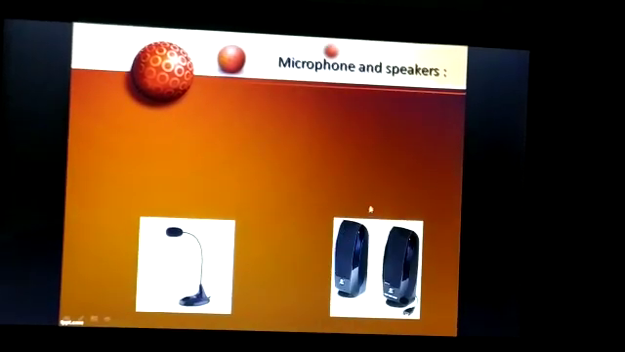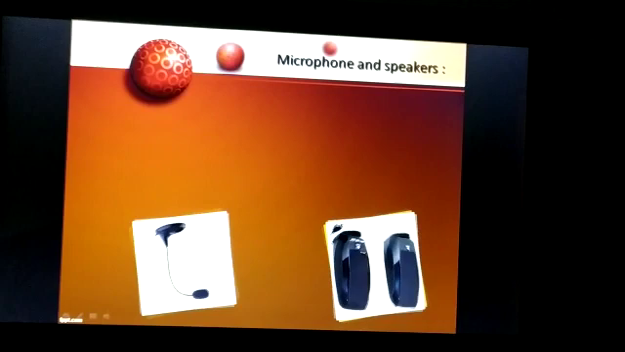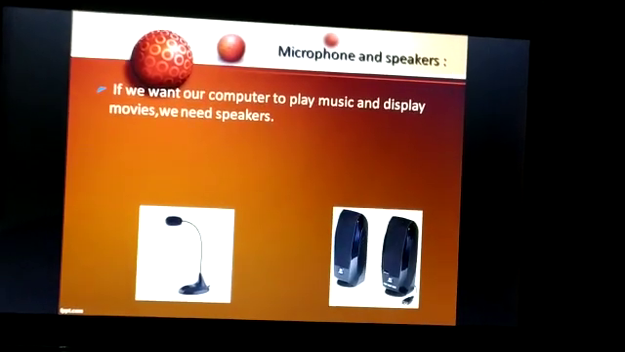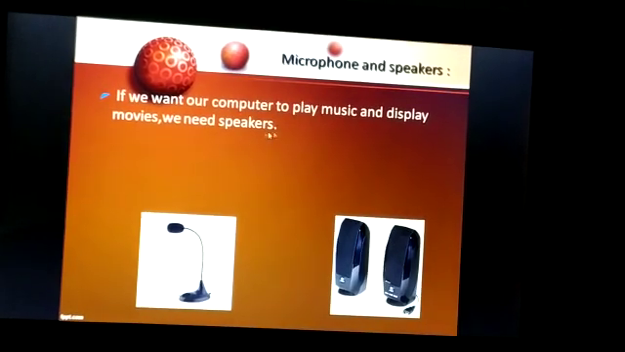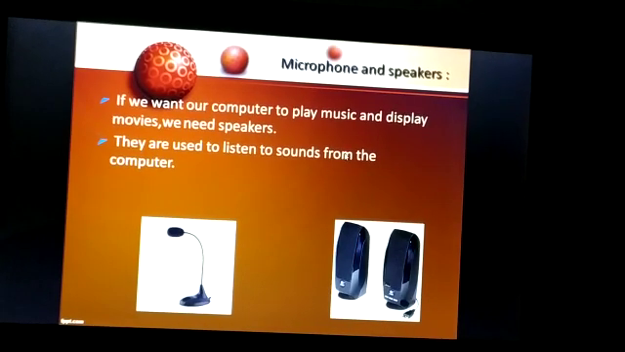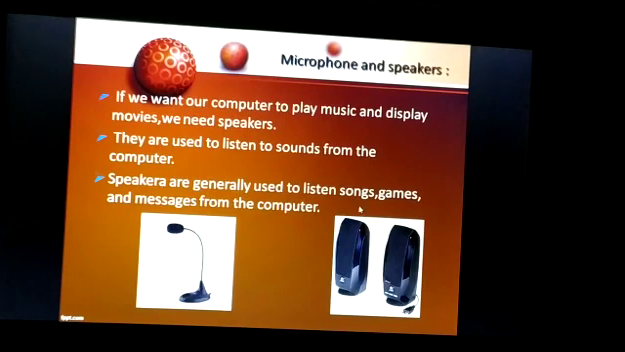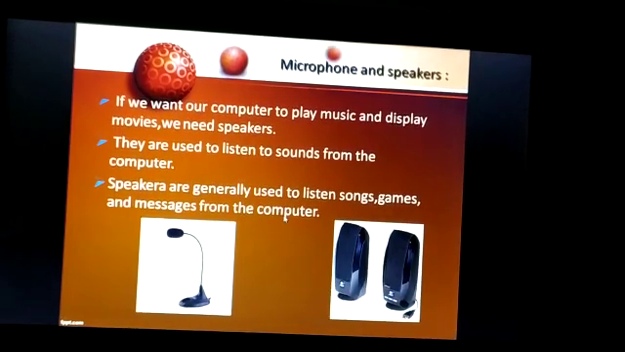Now microphone and speaker. This is a picture of microphone and this is a picture of speakers. If we want our computer to play music and display movies, we need speakers. And they are used to listen to sounds from the computer. Speakers are generally used to listen to songs, games and messages from the computer.